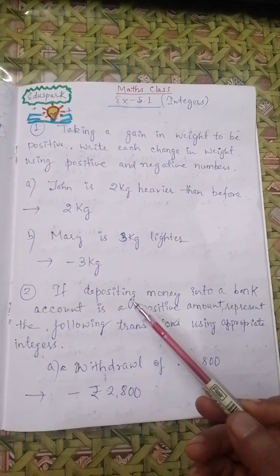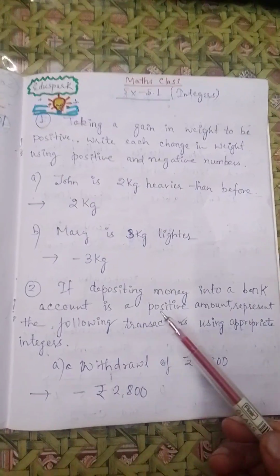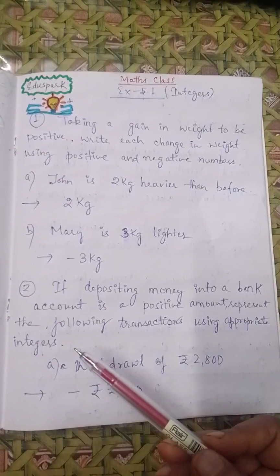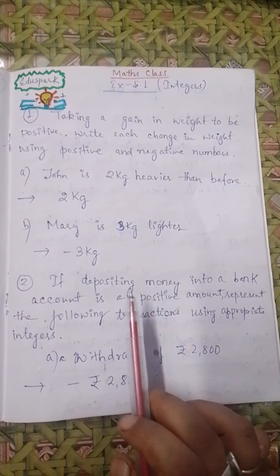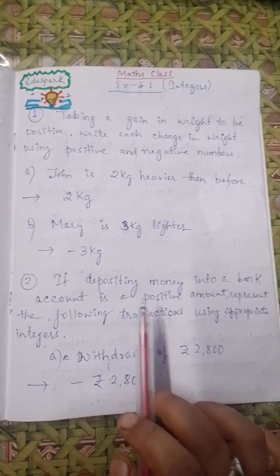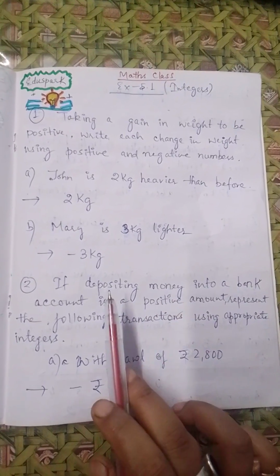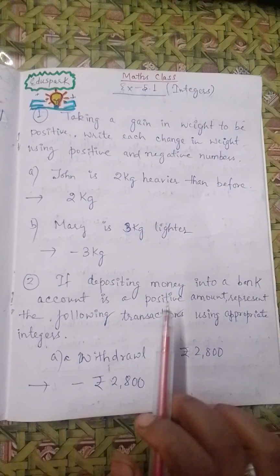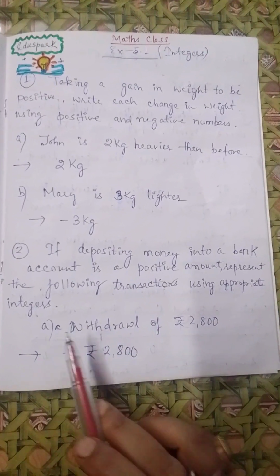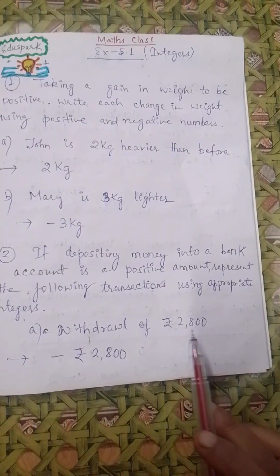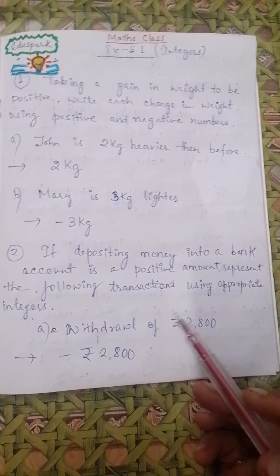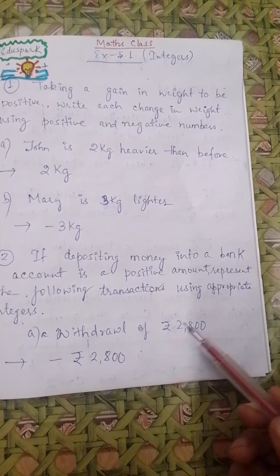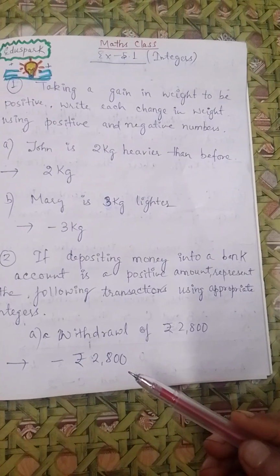Then the second question: if depositing money into a bank account is a positive amount, represent the following transactions using appropriate integers. Okay, so what they have given is that if you are depositing money in a bank account, you have to take it as a positive amount. If you are depositing, you take it positive, and if you are withdrawing the money, then you have to put the negative sign. So here, the first question is a withdrawal of rupees 2800. Withdrawal means you are taking out money from the bank. So it will be negative, and whatever the value is given, rupees 2800.